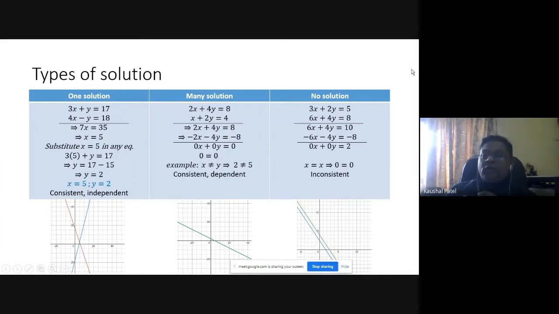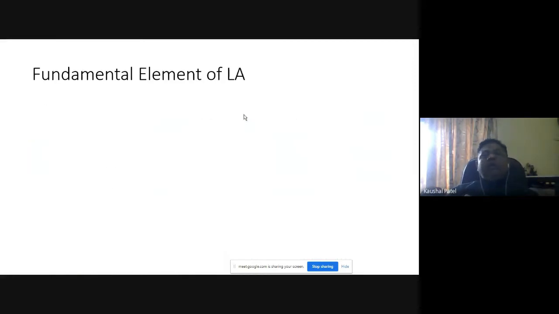Now, when there is no solution, the system is inconsistent, because on the right-hand side we have a value of 2 and on the left-hand side we have a zero value. So we can say that the system is inconsistent. This is the way we can check whether a particular system of equations has one solution, many solutions, or no solution.